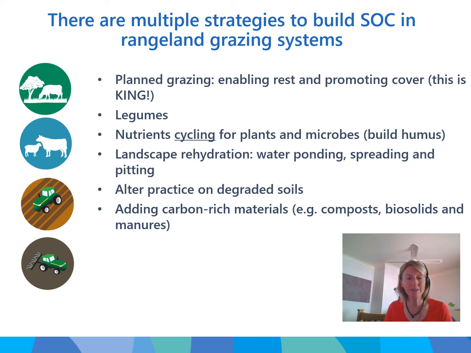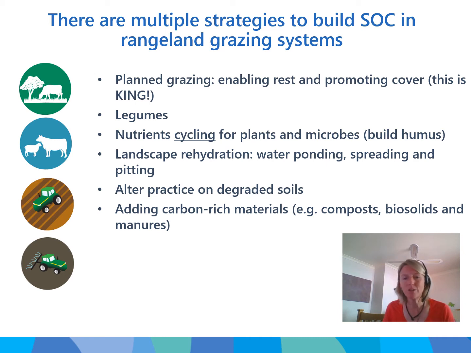Nutrient cycling is really important, both for building humus, but also for ensuring those essential functions of soil organic matter. Landscape rehydration, so water ponding, spreading and pitting, can be an important engineering function to capture water and retain nutrients and moisture so that you can promote photosynthesis and carbon building in situ.